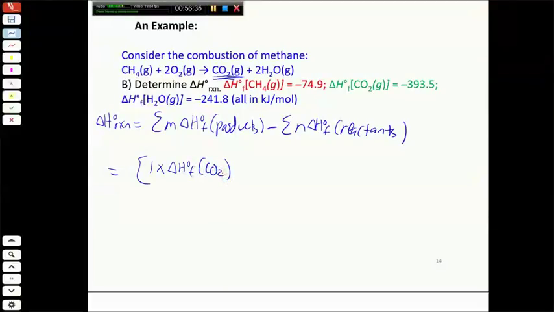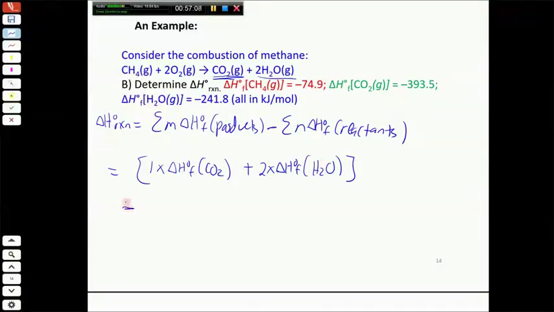Delta H's of formation are in kilojoules per mole typically. And so you're going to take 1 mole times the delta H of formation of CO2. The other product is water, H2O gas in this case. And so we want to take 2 times the delta H of formation of water, because we have 2 moles of water forming, so we need to multiply its delta H of formation by 2 before we add it together. That's the sum of the products: 1 CO2 plus 2 waters with their respective delta H's of formation.